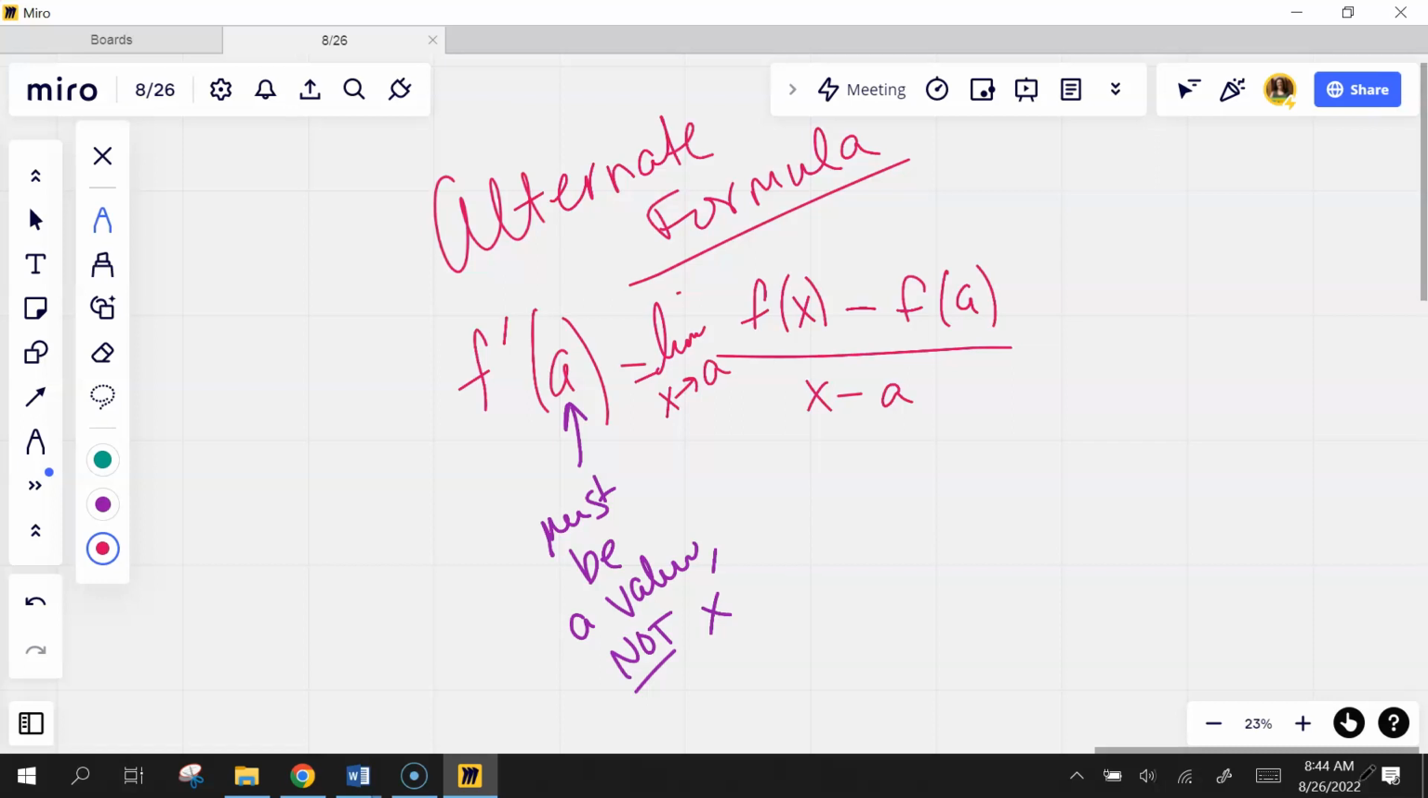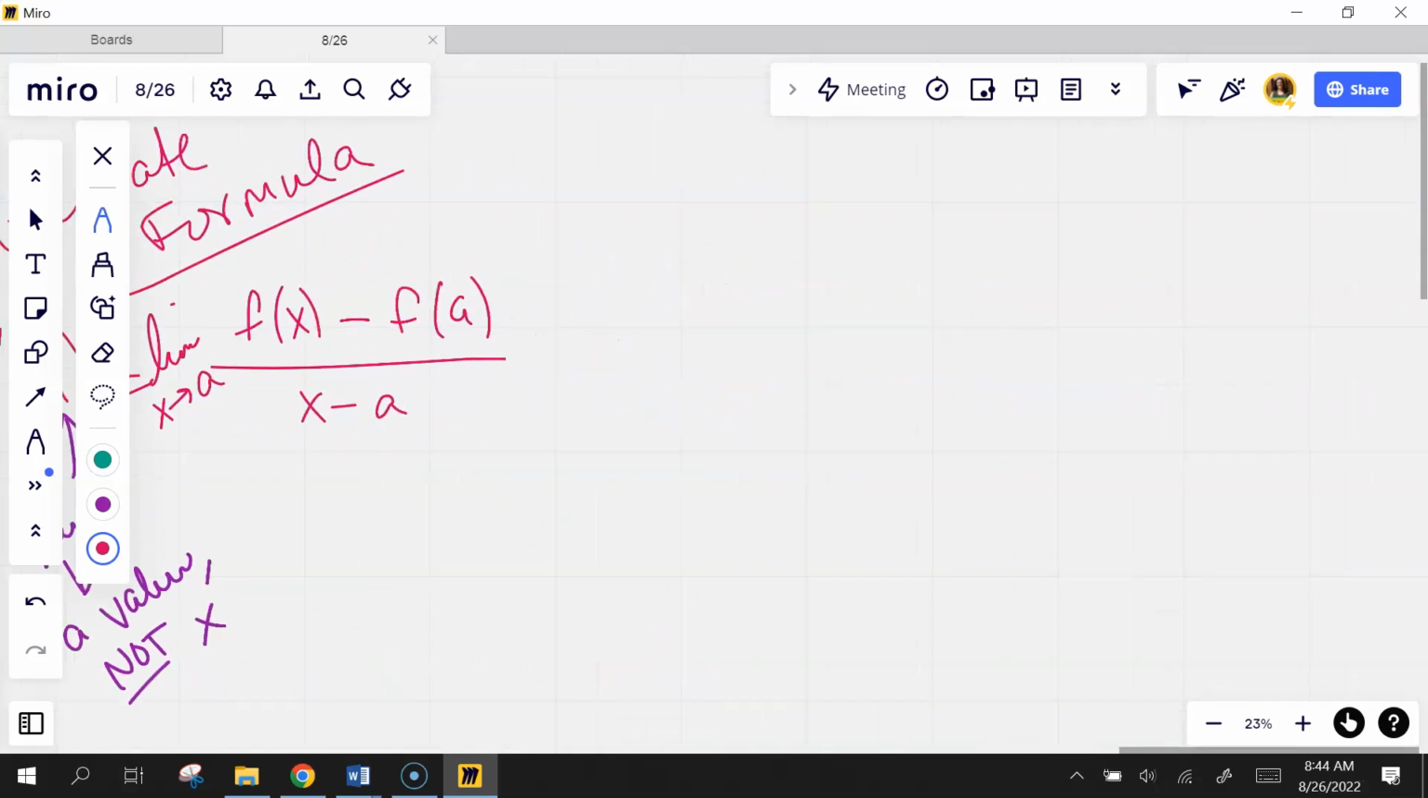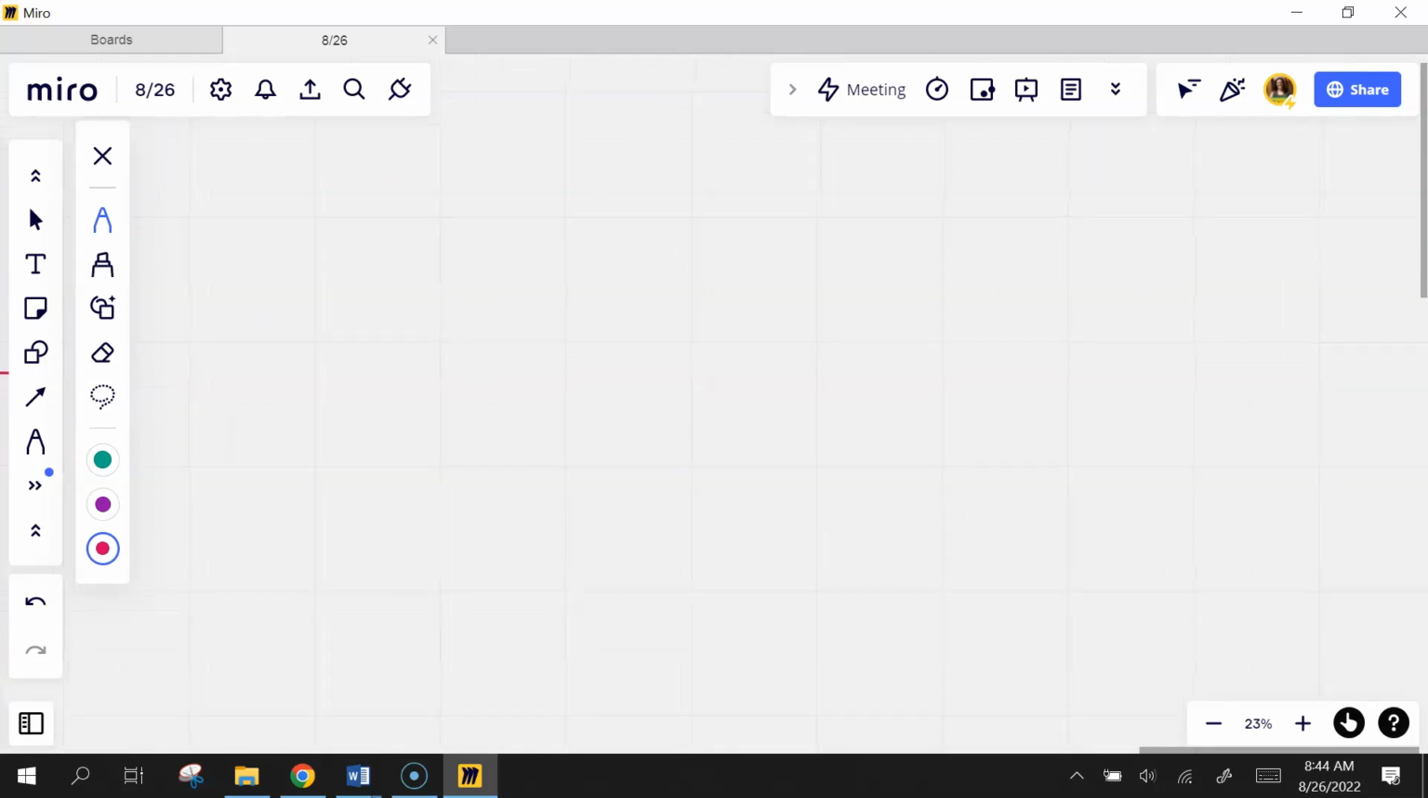And to show you that it works, let's do one from your work. So 5 through 12 on your homework ask you to use the alternate formula to find the derivative. And they give it to you a little bit different. Sometimes they say find f prime of x. Sometimes they say find dy dx. Sometimes they say find d dx of the function. They give it to you in all kinds of different notation, but it's okay because we're doing the exact same thing every single time. Let's do number 7.